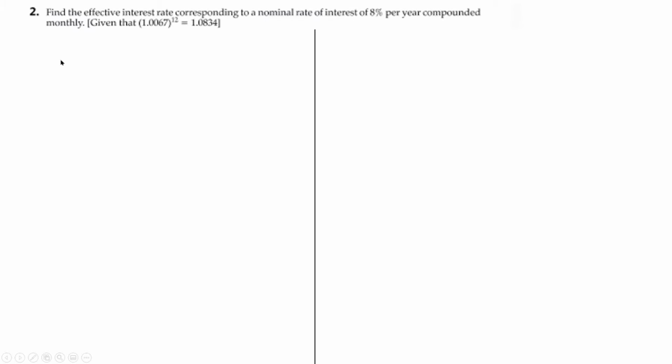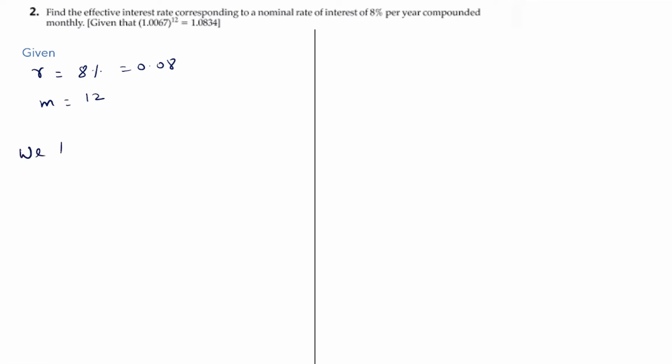Moving on to the next question. Find the effective interest rate corresponding to a nominal rate of interest of 8% per year compounded monthly. So we need to find the effective rate corresponding to the nominal rate of 8% per year, which is compounded monthly. Given R is 8% or 0.08, the number of conversion periods per year is 12 because it is compounded monthly. M is 12.